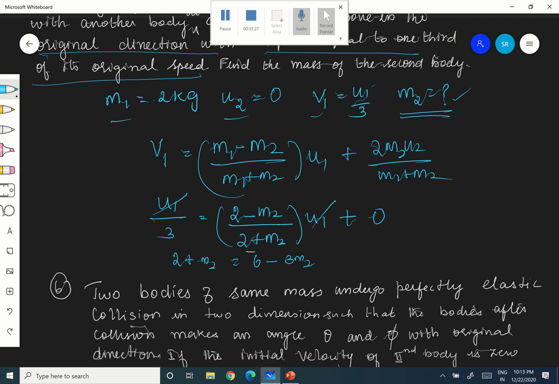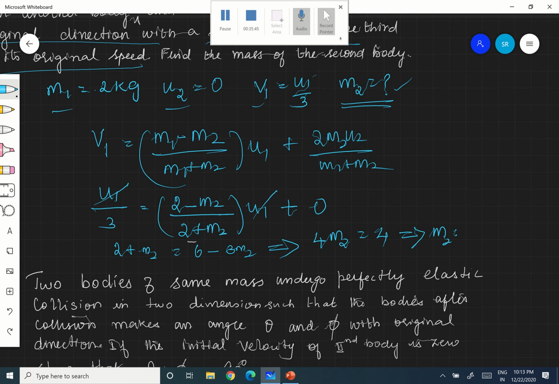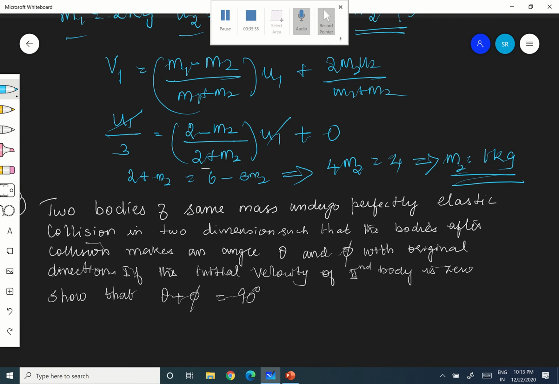Okay, therefore on solving you will be getting 2 plus m2, therefore 4m2 is equal to 4, right? Therefore 4m2 equals 4, which implies m2 is equal to 1 kilogram. That's all. m2 is equal to 1 kilogram. Okay, right. Next one.